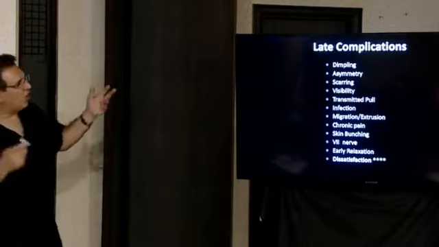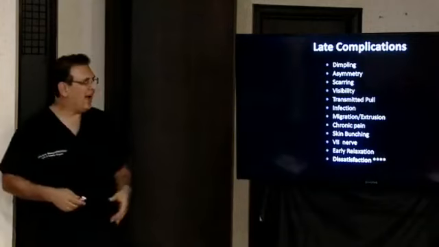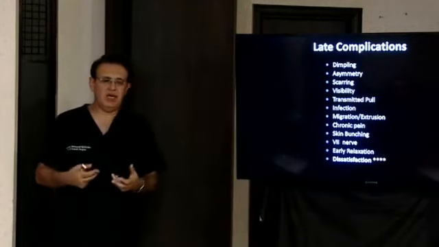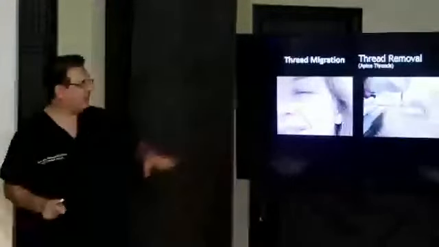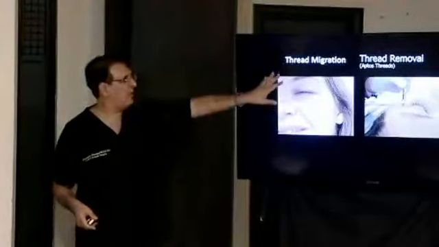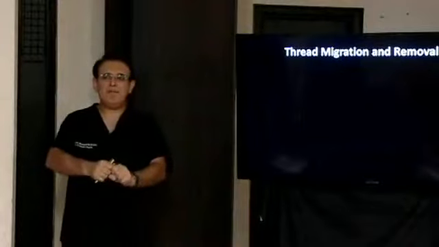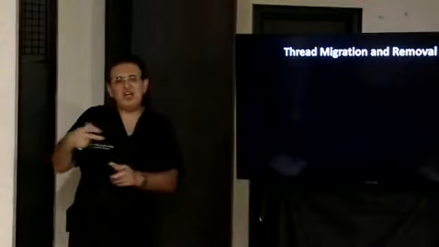These are all late complications: dimpling, asymmetry, scarring, visibility, transmitted pull, and this is where we can use adjuncts to help it out. Again, thread migration was mainly for the unidirectional threads, not for the bidirectional thread. As of now, most if not all the threads are bidirectional. So probably thread migration is not there unless, by pulling one side of the thread while you are placing these threads, you have already broken all the cogs. By definition, it becomes unidirectional.